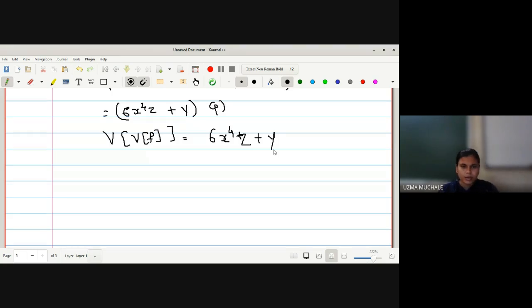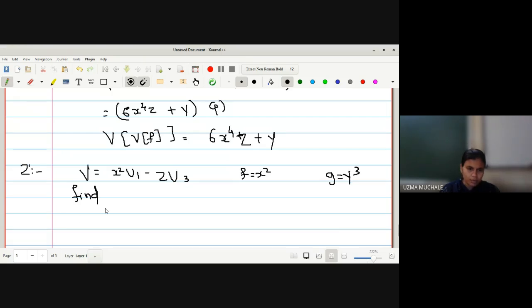Yes, now I will give you one homework for you people. Just try to do it, otherwise we will do it in the next lecture. Let me write down here. V is equal to x square u1 minus z u3. F is equal to x square. G is equal to y cube. Find. I have to find out many terms.